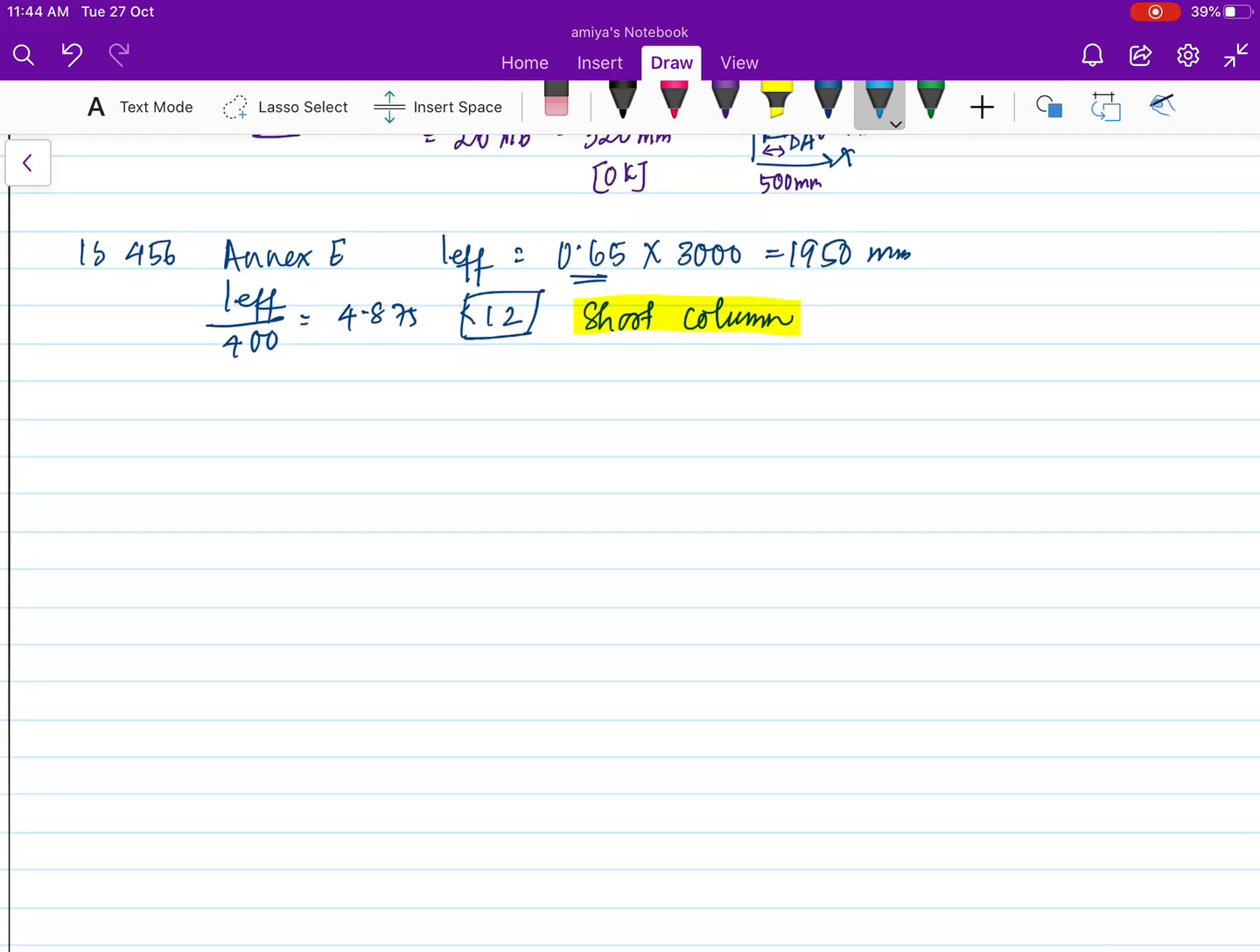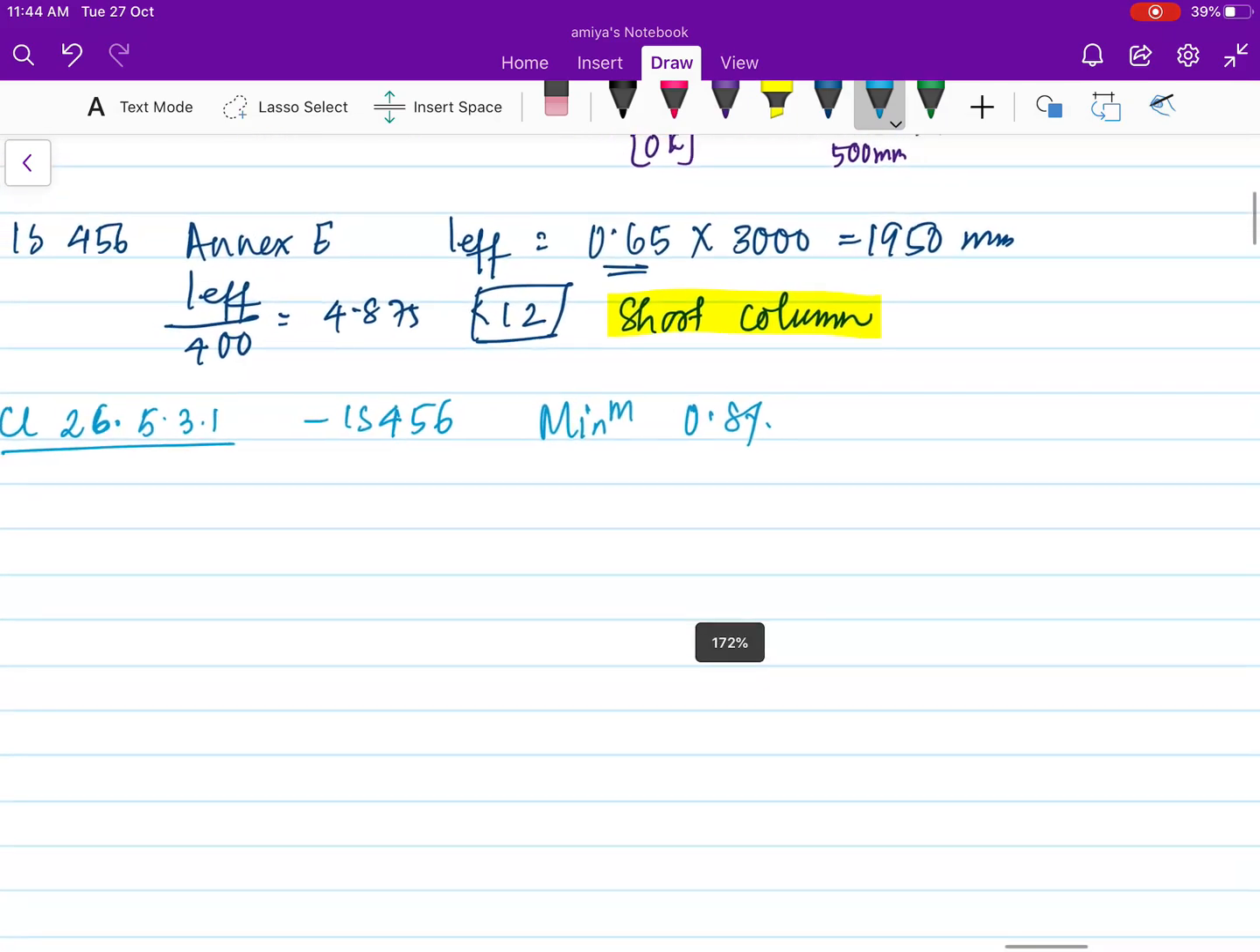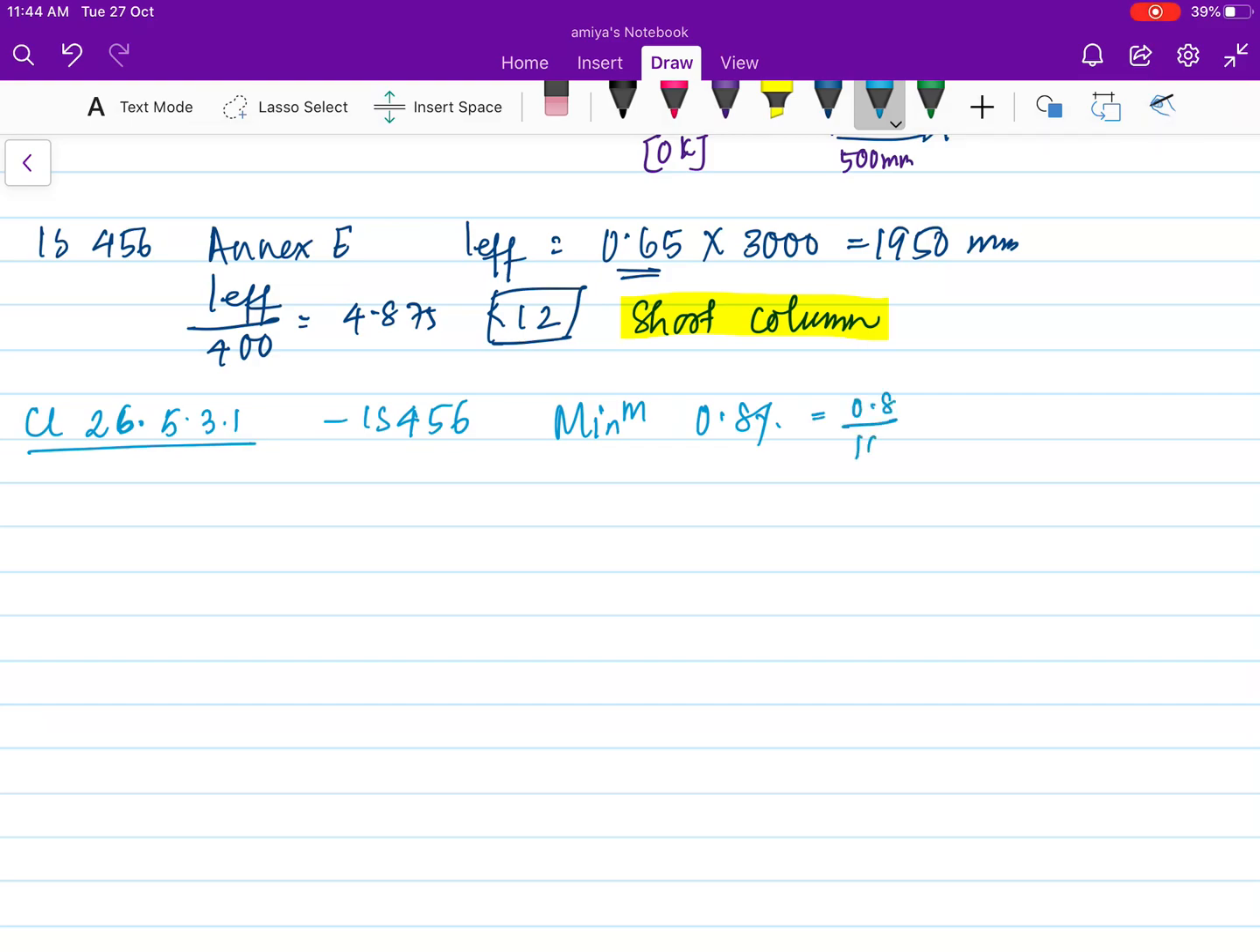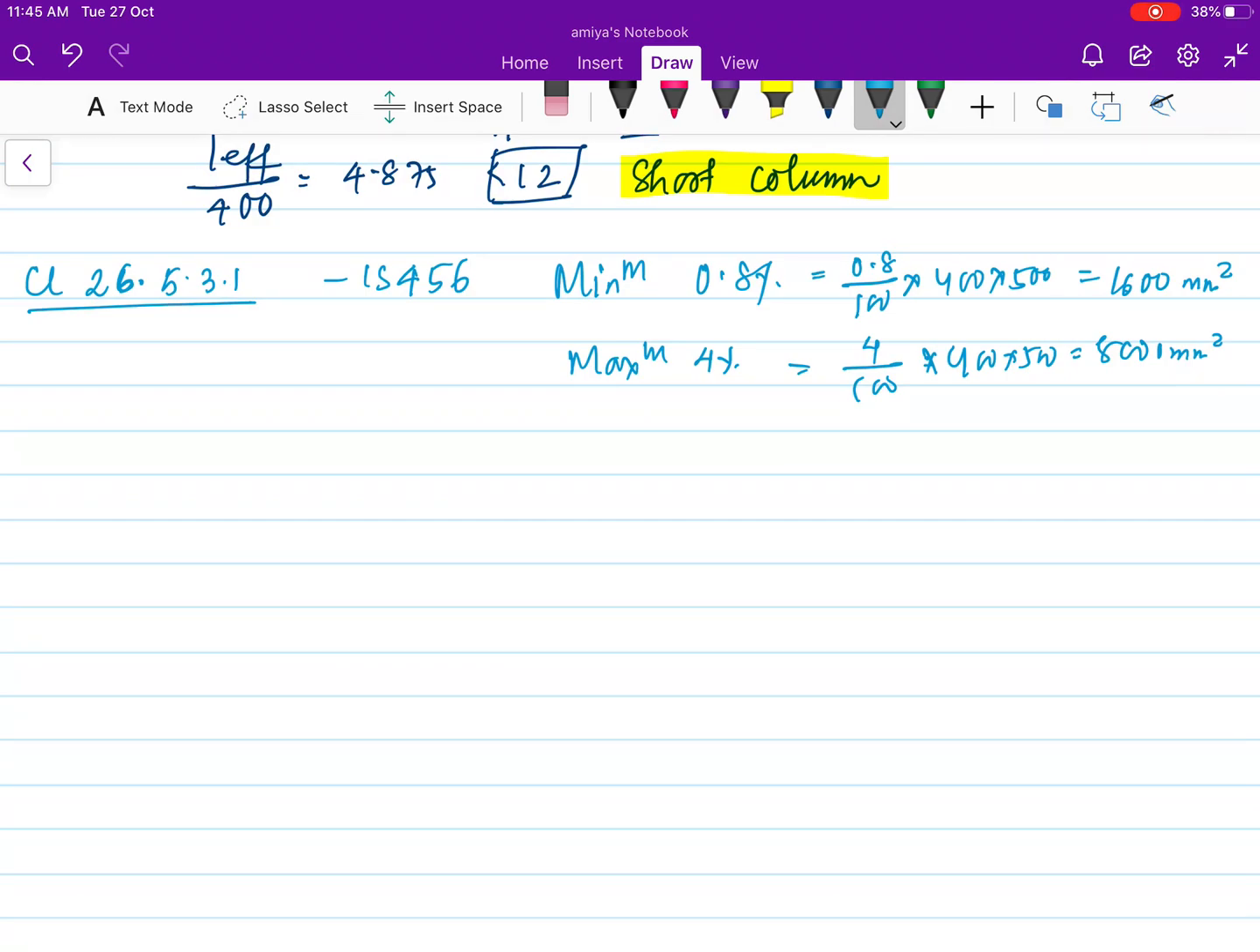Now in IS 456, if you refer to clause 26.5.3.1, our minimum reinforcement should be 0.8% of the dimensions. So our minimum steel should be 1600 mm square. The maximum steel we can provide is 4% of 400 into 500, which is 8000 mm square. This is as per the clauses. Next, what are the forces?